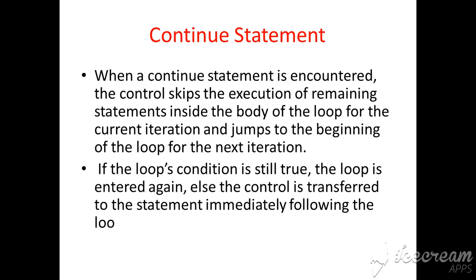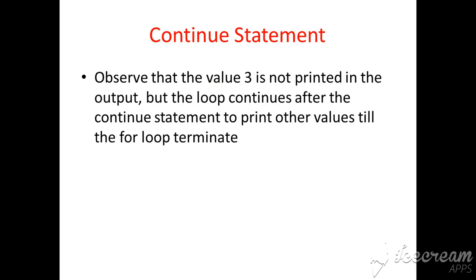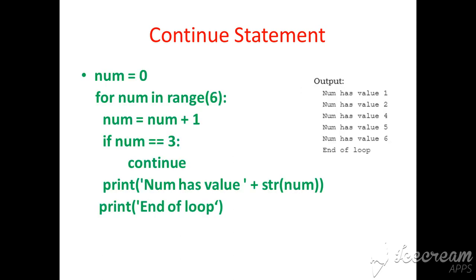The continue statement is used to skip the execution of the remaining statements. So this is the example of the continue statement, and here is the explanation for this output. Observe that the value 3 is not printed in the output because the loop continues after the continue statement to print the other values until the for loop is terminated. Here if number equals 3, then the continue is executed. So this is the use of the continue and break statements.